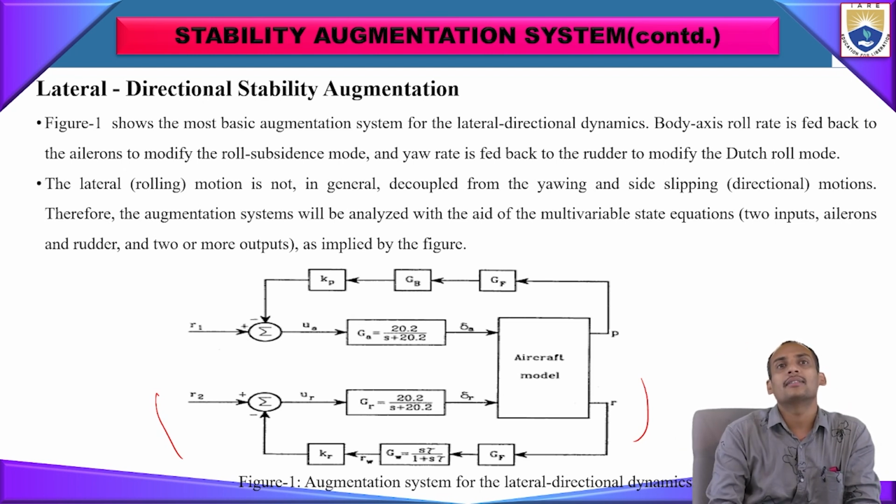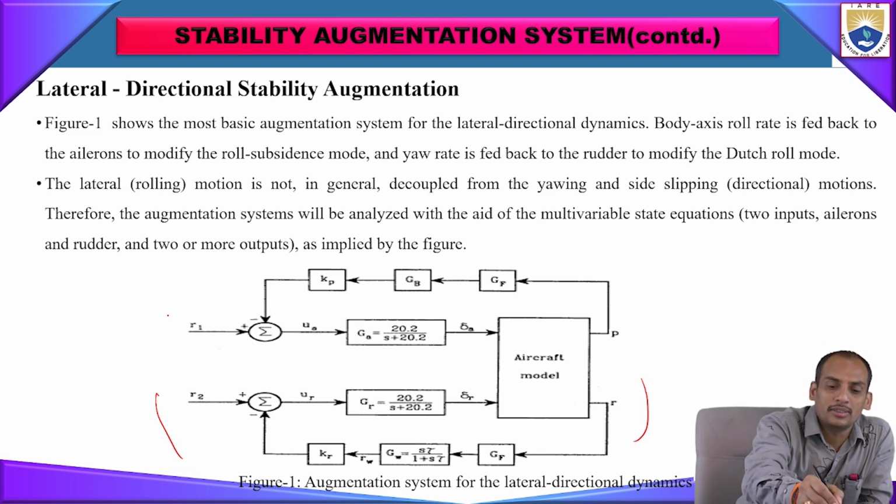The lateral rolling motion is, in general, not decoupled from yawing and side slipping motion, the directional motion. Therefore, the augmentation system will be analyzed with the aid of a multivariable state equation, with two inputs, the ailerons and rudder, and outputs such as two aileron outputs and one rudder output. That will be implemented from this figure.